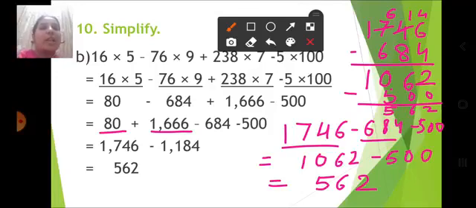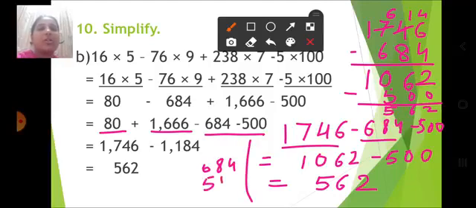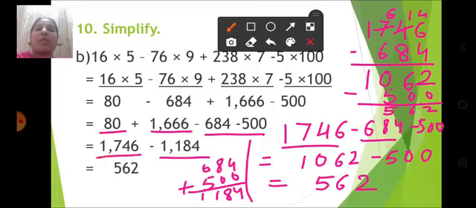Or what you can do, you can add these two numbers which have a minus sign. They will be added, but the sign will remain the same, minus sign. Okay, so 684, this is the other method where you just add the numbers which are in minus. So 4 plus 4, 4 plus 0 is 4, and 8 plus 0 is 8, and 6 plus 5 is 11. But the sign will remain minus only. So minus 1184, and when we subtract this 1184 from 1746, we will get 562.